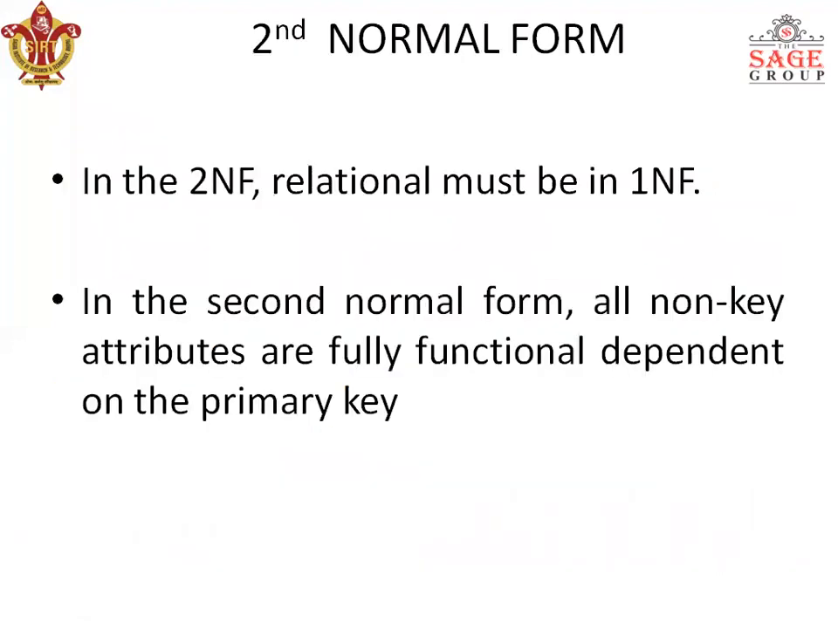Now, second normal form. Basically, as per the definition, a relation should be in second normal form if it is already in first normal form. And what is the property of first normal form? It says that values should be atomic. So we first have to check whether that table is in first normal form or not. If the table is in first normal form, then we check for second normal form. And what does second normal form say to us? It says that in second normal form, all non-key attributes are fully functionally dependent on the primary key.